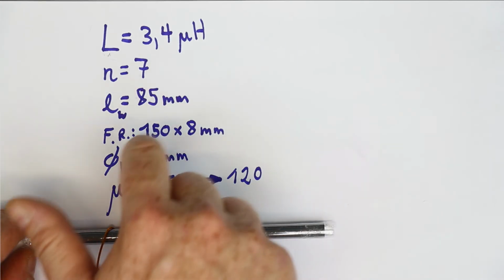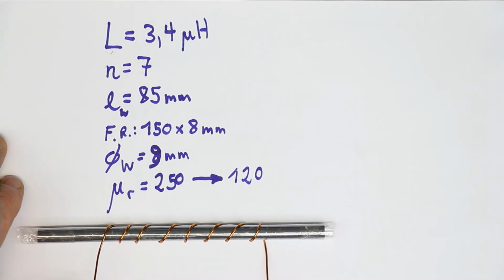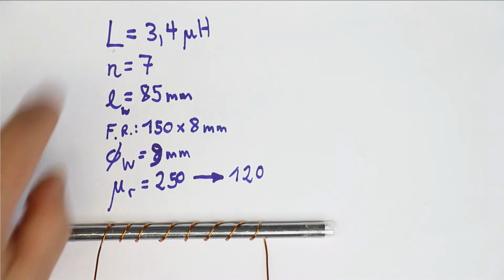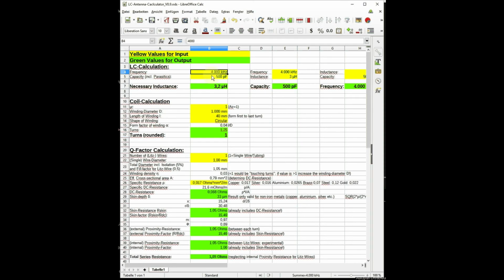But let's see if we put the data into the spreadsheet and see if we can get a value anywhere near 3.4 microhenries. So what I already prepared is I just as a guess took a frequency of 4000 kilohertz, or in other words 4 megahertz, with a 500 picofarad capacitor, and therefore we would need something in the range of 3.2 microhenries as an inductance of our reception coil.